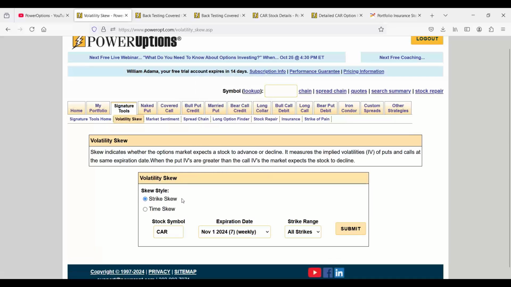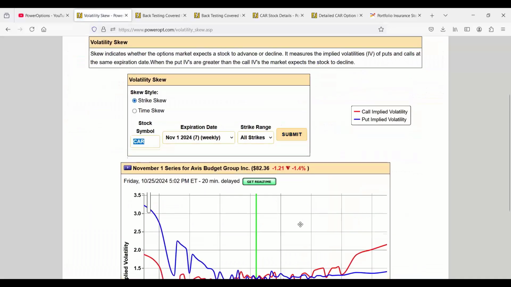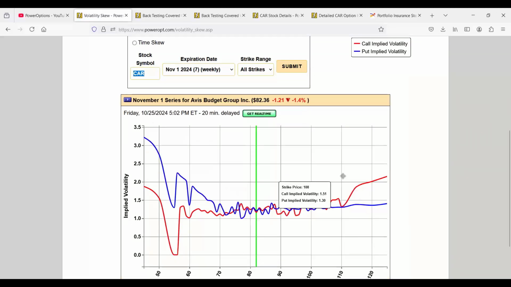And what I'm going to do is what's called the strike skew. And we're going to look at all strikes. So what this is going to show us is what you may have referred to as, is there a volatility skew or volatility smile? I can't tell what the heck's going on with this one. This is all over the map.